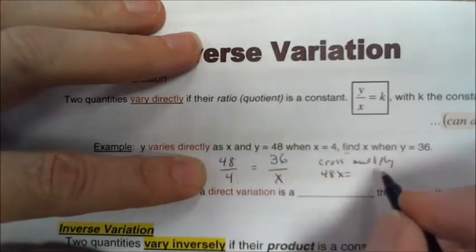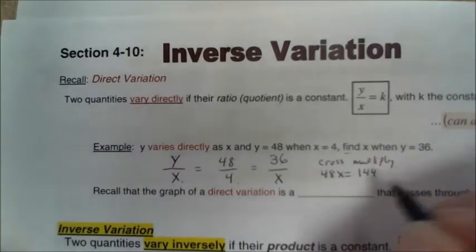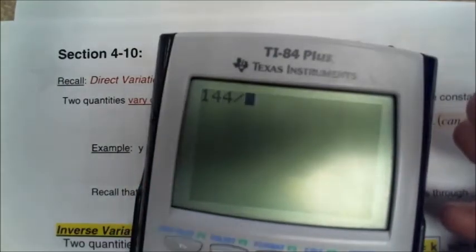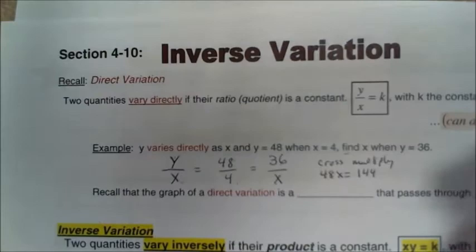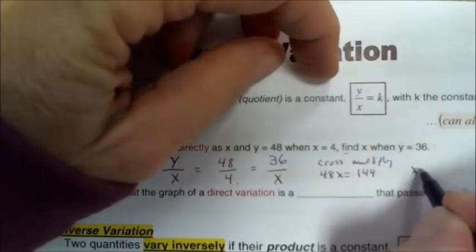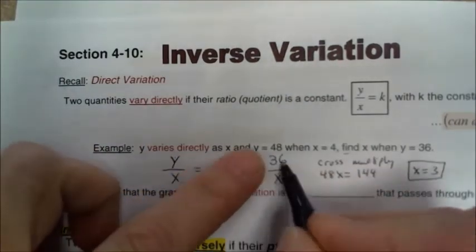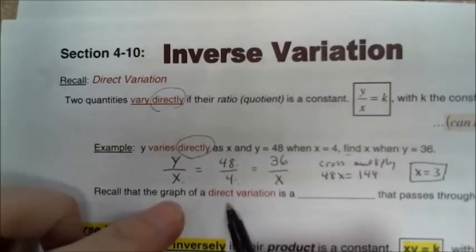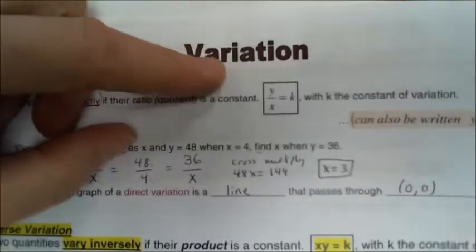Well, 36 times 4 is 144. And to solve that for x, you divide 144 by 48. So we've got 144 divided by 48. So x equals 3. In other words, 48 divided by 4 is equal to 36 divided by 3. That's direct variation. If you remember, the graph of direct variation is a straight line that passes through the origin, 0, 0.